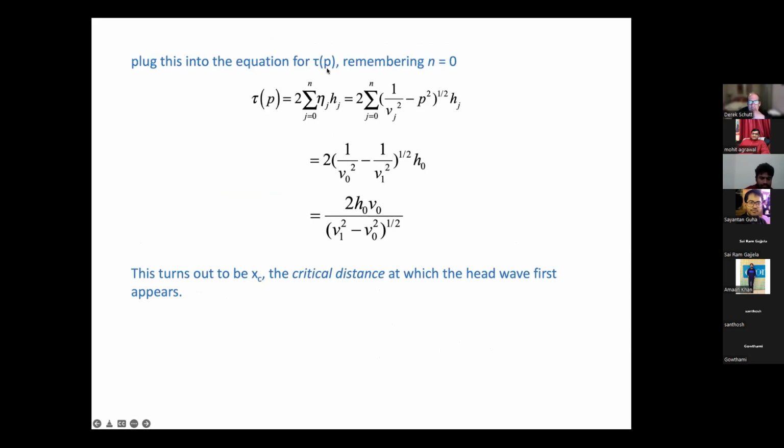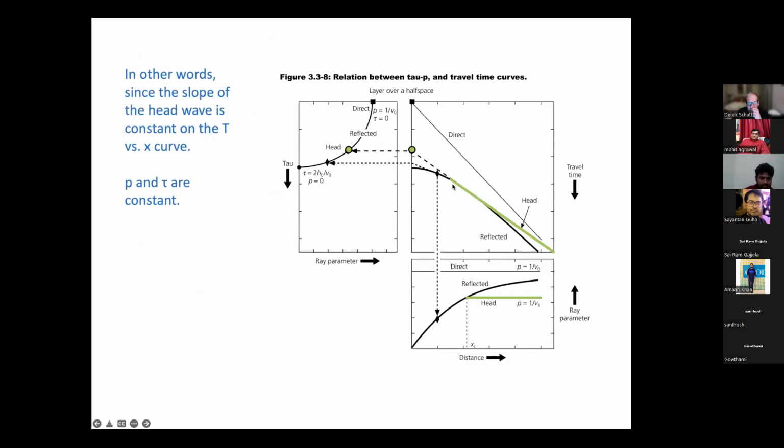We can plug this in the equation for tau sub p and recall that we only have one layer, so n equals 0. And that tells us that tau of p equals 2 h naught v naught times the square root of v1 squared minus v naught squared. And this turns out to be x sub c, which is the critical distance at which the head wave first appears. So here's our head wave on our travel time versus distance plot. We can see it has a constant slope. So if I plot the ray parameter, which is this y-axis here, versus distance, I have a straight line. The y-intercept is going to be a constant value, and that is going to be at the critical distance. So if I go up here, this is going to be x sub c.